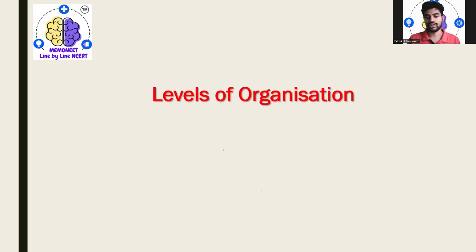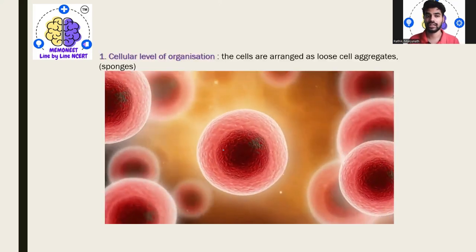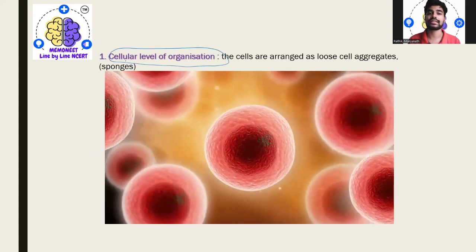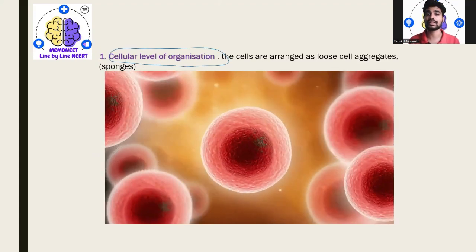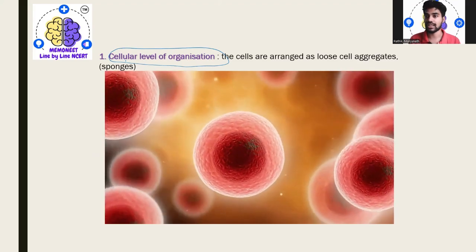So, level of organization. Although all the members of the animal kingdom are multicellular, not all of them exhibit the same pattern of organization of cells. That's why there are different levels of organization. The very first one is the cellular level of organization. In the cellular level of organization, what happens? The cells are arranged as loose cell aggregates, such as sponges.